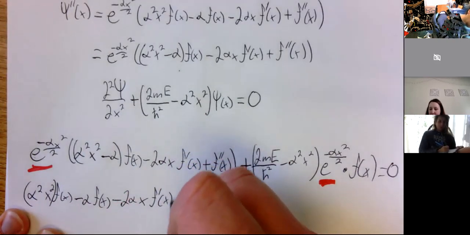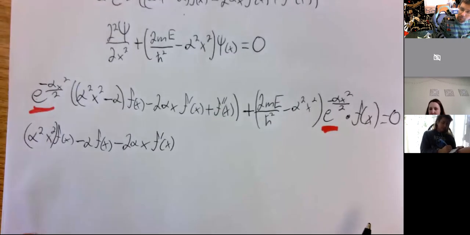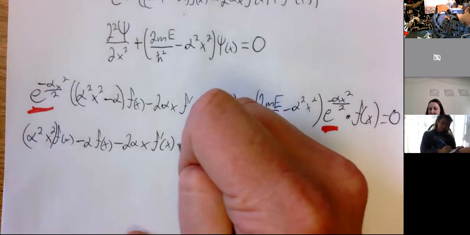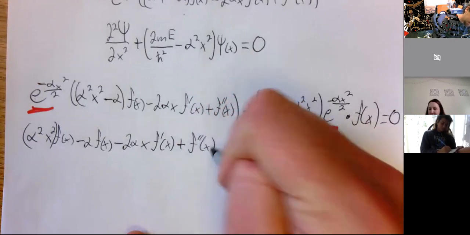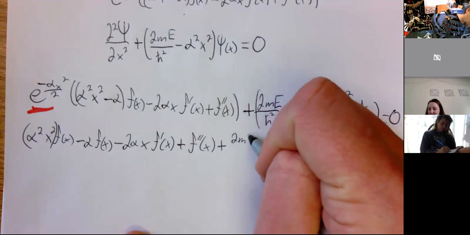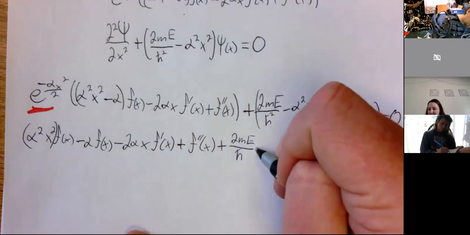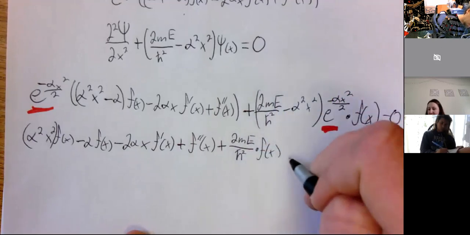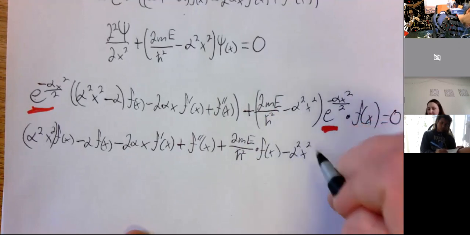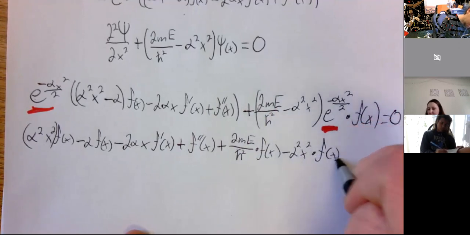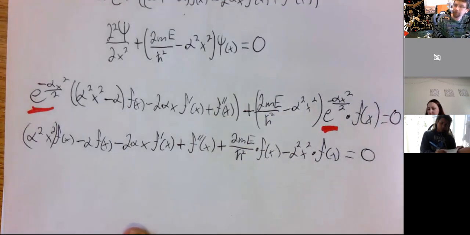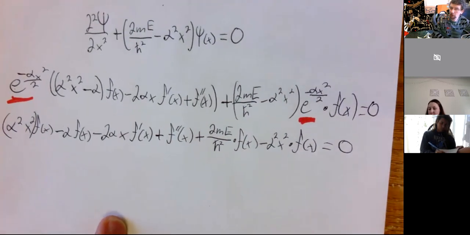We get alpha squared x squared f of x minus alpha f of x minus 2 alpha x f prime plus f double prime of x, plus 2me over h bar squared times f of x minus alpha squared x squared times f of x is equal to 0. Okay, so we end up with that expression. Is there anything that can go away or cancels out at all?